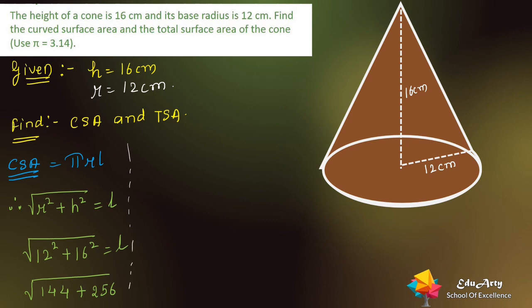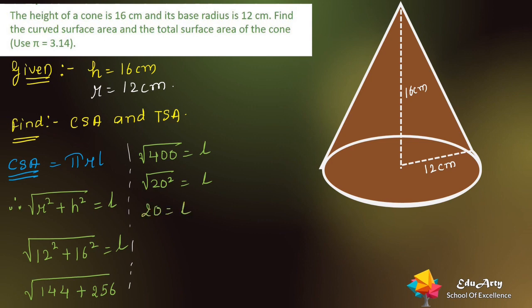That will give you root of 400, correct? This is equal to L. It's equal to root of 400, that's equal to L. If you take the square root on both sides, you will get L is equal to 20. All of you understand this or no? So 400 is equal to 20 square is equal to L. If you take the square root, you will get 20 is equal to L.